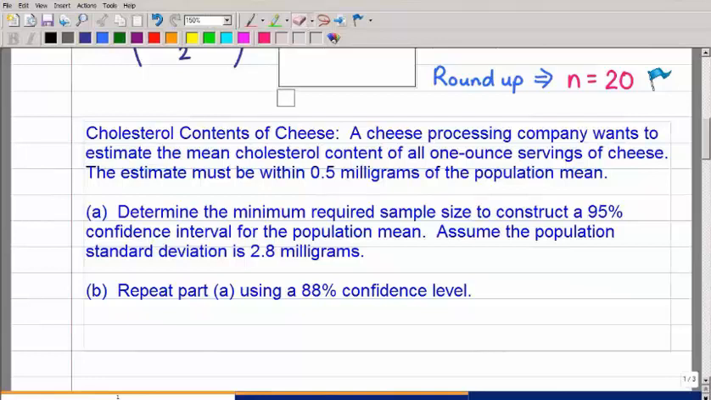Cholesterol contents of cheese. A cheese processing company wants to estimate the mean cholesterol content of all 1-ounce servings of cheese. The estimate must be within 0.5 milligrams of the population mean. Determine the minimum required sample size to construct a 95% confidence interval for the population mean. Assume the population standard deviation is 2.8 milligrams. And then B says repeat part A using an 88% confidence interval.